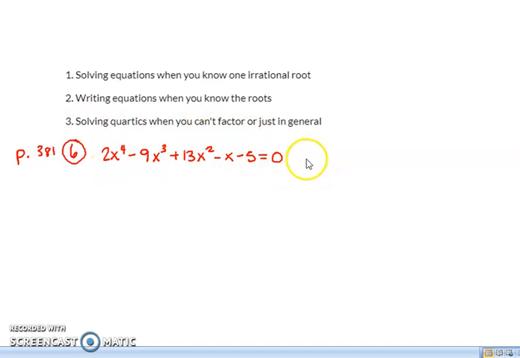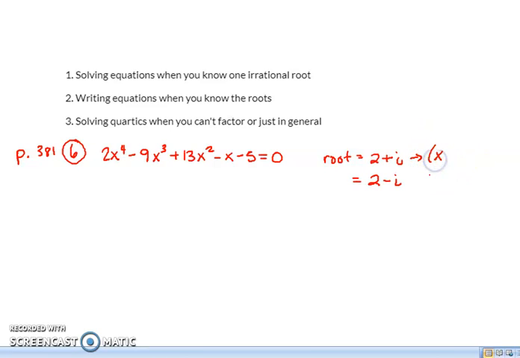Can't factor this one, and the known root that they give us looks like 2 plus i. So what do I do first? Well, if I know one complex root, I should know a second one because the conjugates are always roots. So if I know 2 plus i, then I know 2 minus i is a root. What that also tells me is that I can write them as factors.